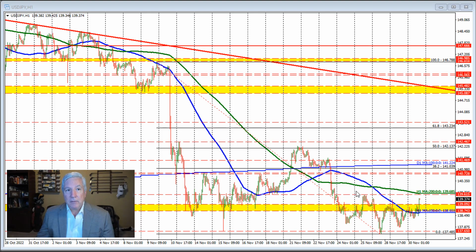Price has been below that level over the last 1, 2, 3, 4, 4.5 days, below that 200-hour moving average. So be aware, be prepared. The 200-hour moving average is going to be key on the top side. Buyers are making a play right now.